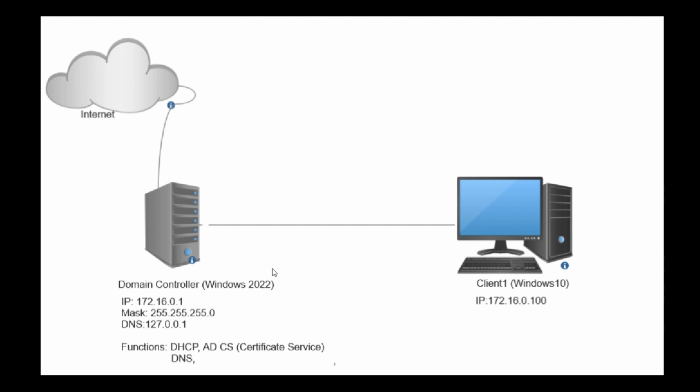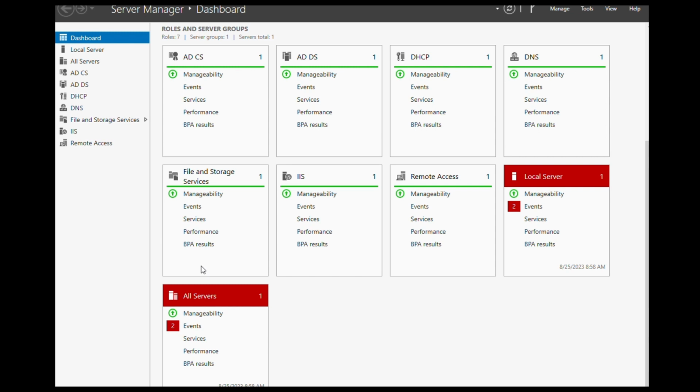So first, I hosted two machines virtually on my laptop. First, I hosted Windows 2022 server and configured it as a domain controller. And in the configuration, I added several roles such as directory service, certificate service, DHCP, DNS, things like that.